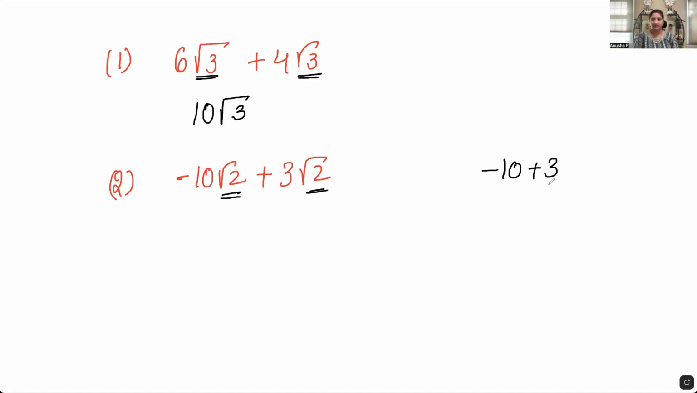We have opposite signs. When you have opposite signs, do the regular subtraction. 10 minus 3 is 7, and keep the sign of the bigger number. The bigger number is 10, and it has a minus sign, so minus. So you'll keep the answer as minus 7 square root of 2.